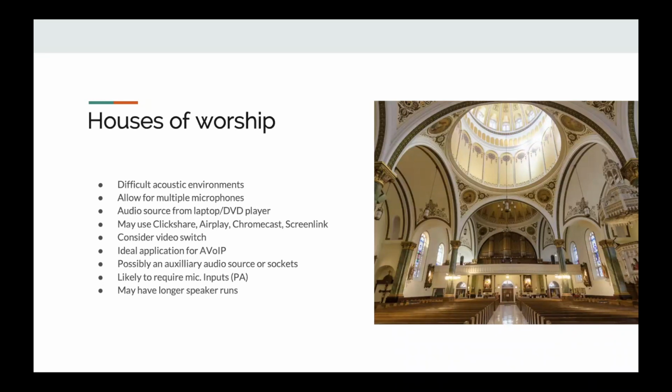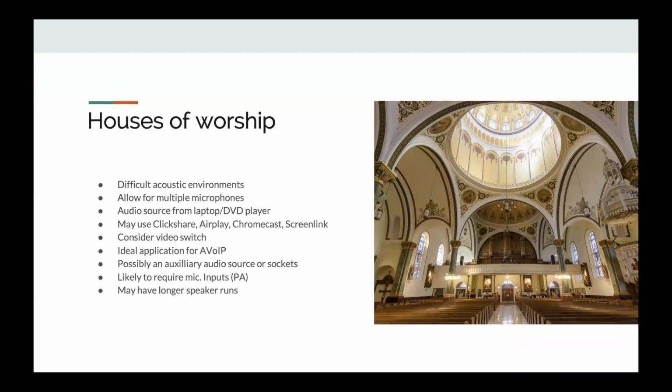Quite often, priests and leaders will use laptops and DVD players. So you'll probably want to include some kind of video streaming and distribution service. That might be ClickShare, AirPlay, Chromecast, ScreenLink, etc. You're probably also going to want to consider a video switch.